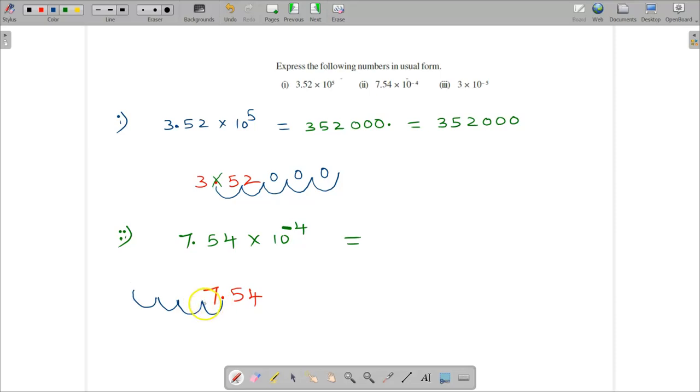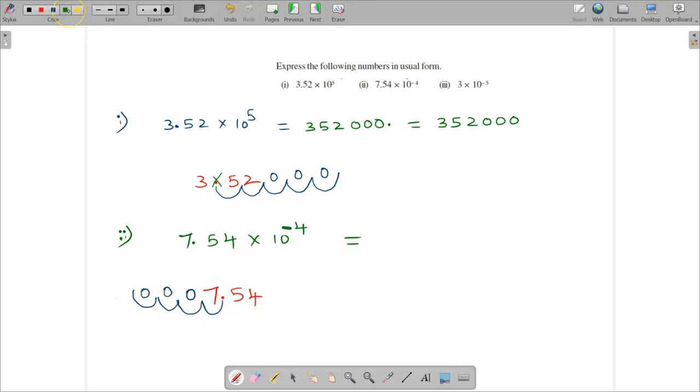When we move to the left the first time, no need to include any zeros, and then it is moving to the next value. Here we need to introduce 1 zero. Again it is moved to the next value, so we need to introduce 1 zero. Again it is moved to the next value, so we need to introduce 1 zero. Like this we need to introduce zeros to the left of 7. So this point is moved here 1 time, second time, third time, fourth time it is moved here.